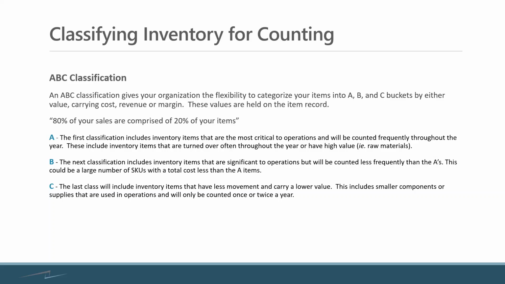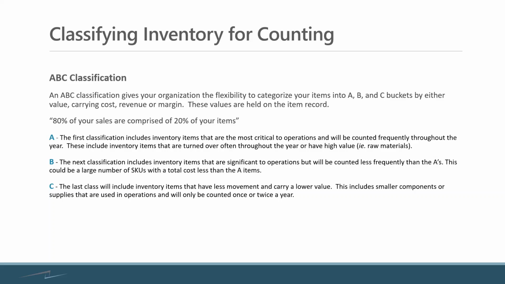So the first thing is the ABC classification. If you've never heard this before, you may have heard of the 80-20 rule. There's a saying in the industry that 80% of your sales are comprised of 20% of your items. We call it the 80-20 rule. So an ABC classification gives your organization the flexibility to categorize your items into A, B, and C buckets by either 4 different values: value, carrying cost, revenue, or margin. That's called the ABC model. And these values are held on the item record, so there are 4 fields for each of these ABC values.